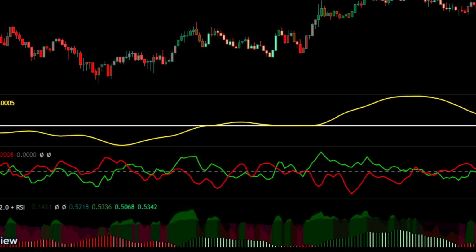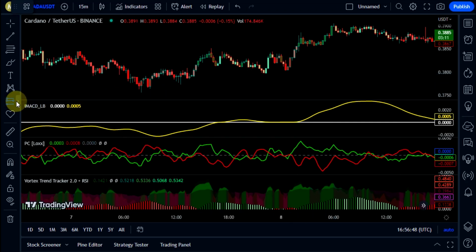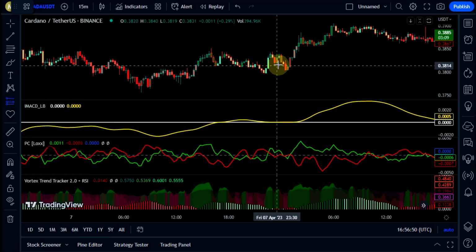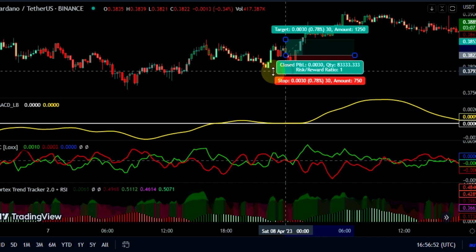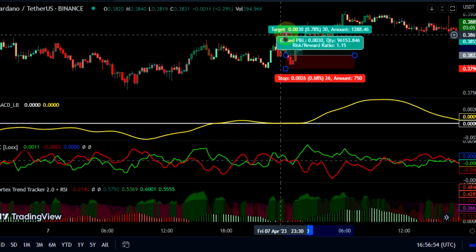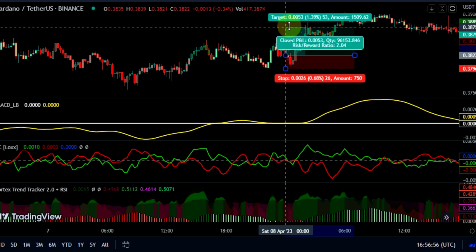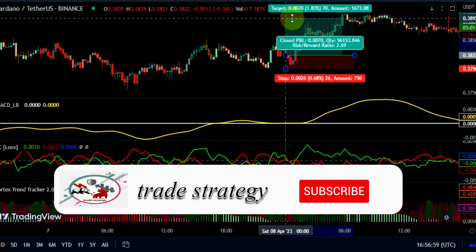The third condition is that after the first and second conditions are confirmed, the Vortex RSI indicator turns red and then turns green again, and the first condition is still standing. Then we can enter the buy position. We place the stop loss below the previous resistance and exit the trade with a target of 1.5 or 3.